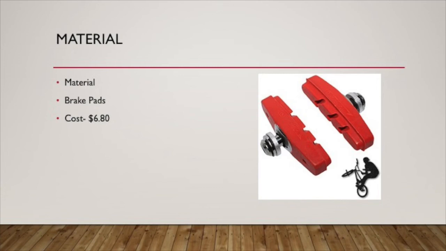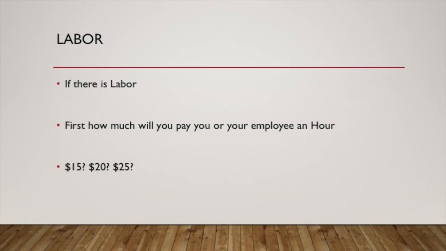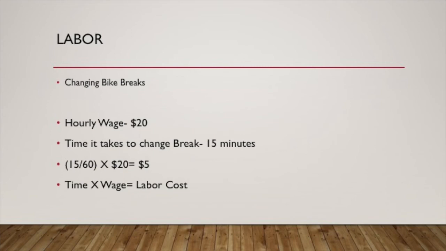All right, so what is the labor? So you have to figure out this slide 24. How much will you pay your employees an hour? $15, $20, $25. Remember, you have to decide how much you will pay them, or you'll pay yourself when you start this business. Let's go to 25. So we have our hourly wage. I picked $20. Then you must figure out how long it takes to change brakes. It takes about 15 minutes, I figured out, to change the brakes. So now you know your hourly wage plus how long, right? That's important. So now you can figure out how much the labor cost is.